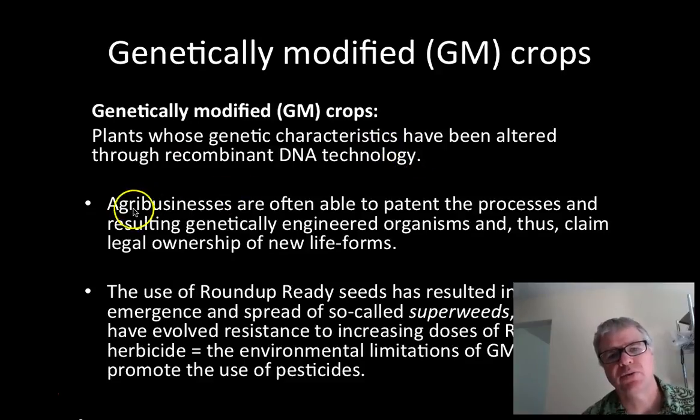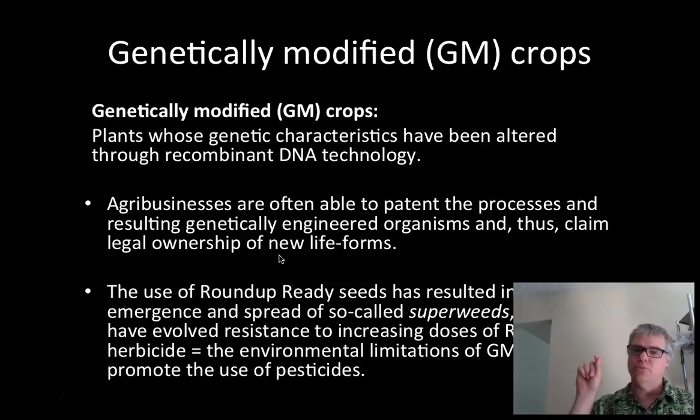But what they do is agribusinesses are able to patent the processes and the resulting genetically engineered organisms and then claim legal ownership over these new life forms. So as opposed to hybridizing, where corn is just corn and nobody really owns it, when you take DNA from a flounder and put it into a tomato and figure out how to do that, now you own the genetic code of that tomato, whoever did that, the company.